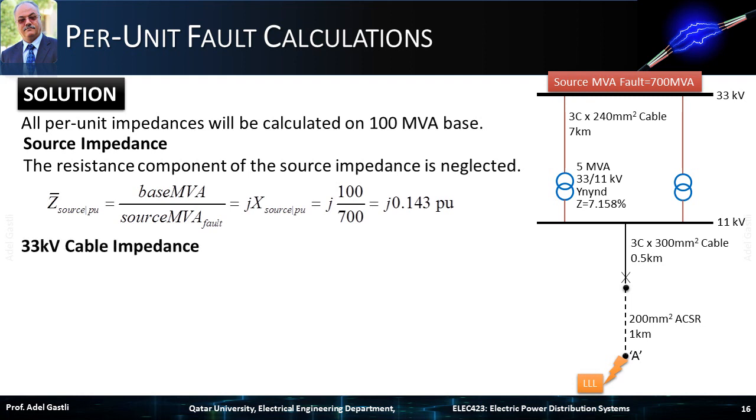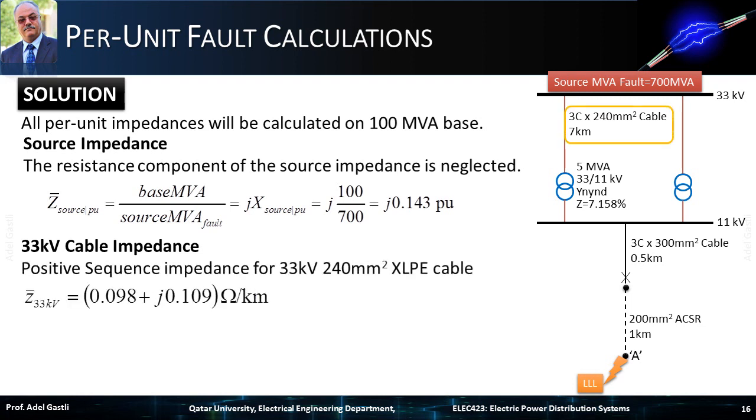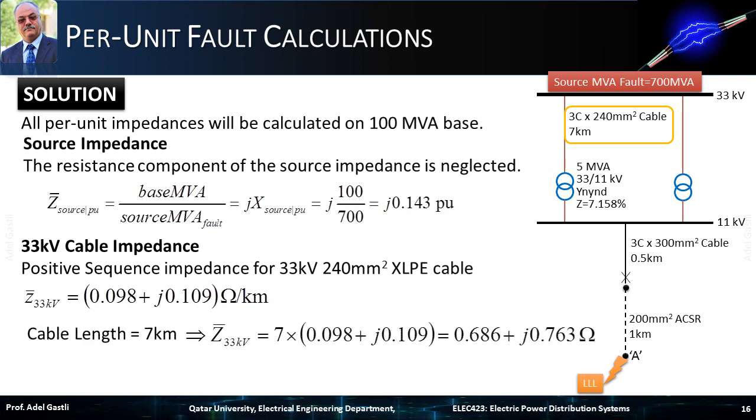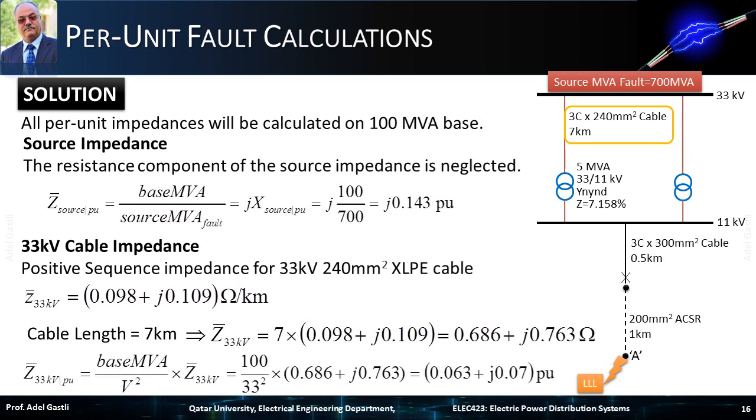Now, let's calculate the 33 kV cable impedance, in per unit. Positive sequence linear impedance, for the 33 kV, 240 mm² XLPE cable, is given by the cable manufacturer as shown here. Since the cable length is 7 km, then the total impedance is determined as shown here. Therefore, the per unit value of this impedance is calculated using this equation, which yields a value of 0.063 plus j0.07 per unit.